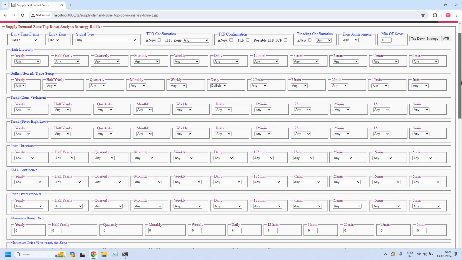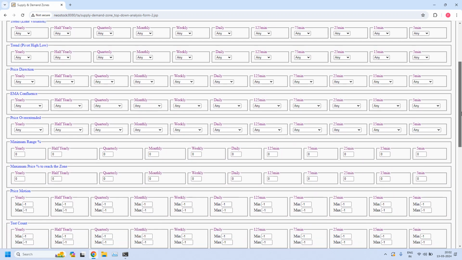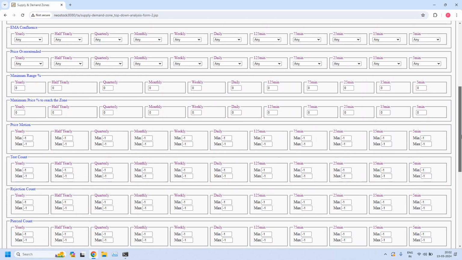The first parameter is we don't want pierced zones. So that is the reason why this last parameter in this page, pierced count in daily time frame, I am setting the value minimum value 0, maximum value 0. That indicates pierced count should be 0. Pierced count 0 indicates the zone is not pierced.